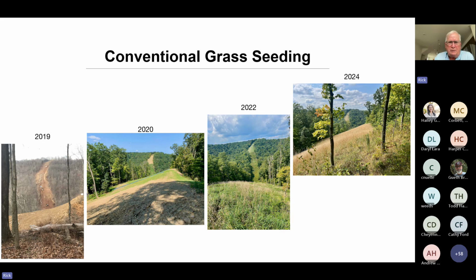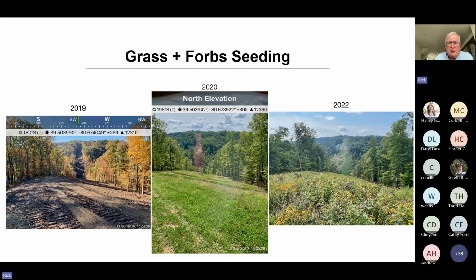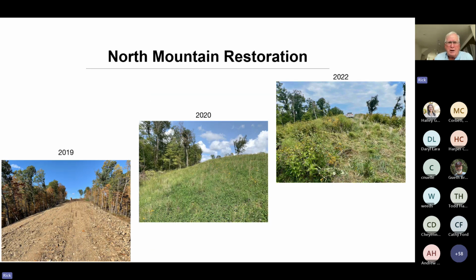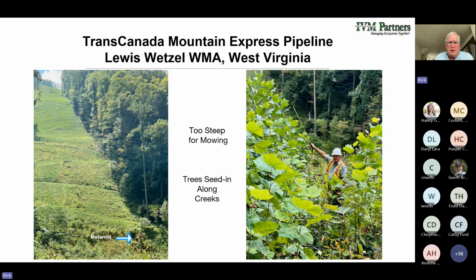So we looked at where we did conventional grass seeding and other areas where it's grass and forb combination, and then showed how that can be restored. And they were normally going to mow it, but we said it's too steep to mow. The tractors, it's a 45-degree slope. On the left, Robin is down at the bottom. You can barely see him. And I'm standing on the right next to sycamore trees that have sprouted 3 years after it was cut. So when you have those streams, they're bringing seeds, and that stuff can grow very quickly.